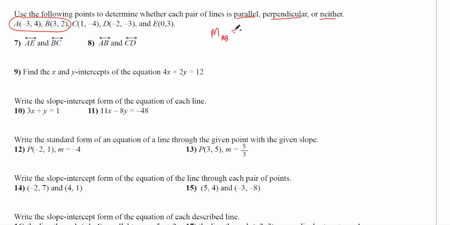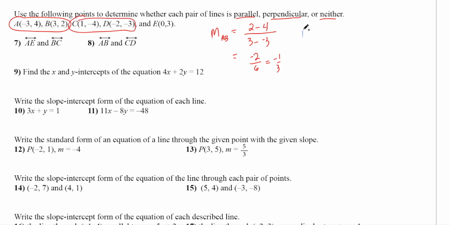Slope of AB. So let's do this pretty quick. 2 minus 4, and then 3 minus negative 3. And I'll do it down here. What's that? Negative 2 over 6, negative 1/3. All right, let's find the slope of CD.